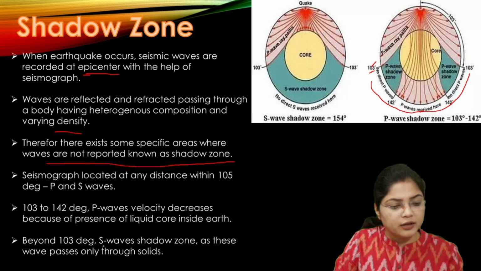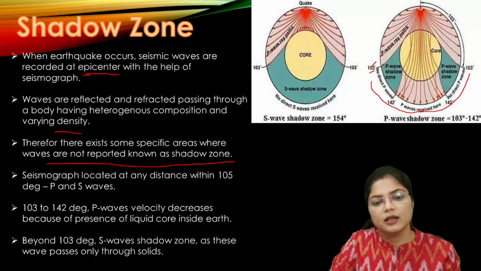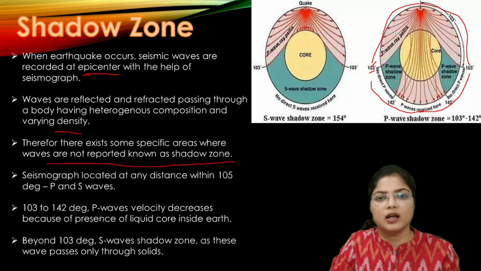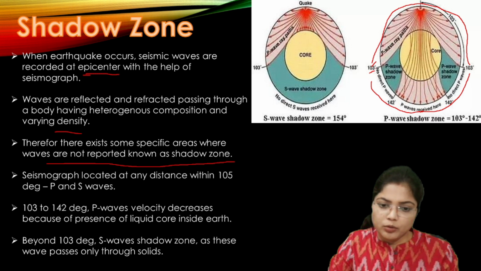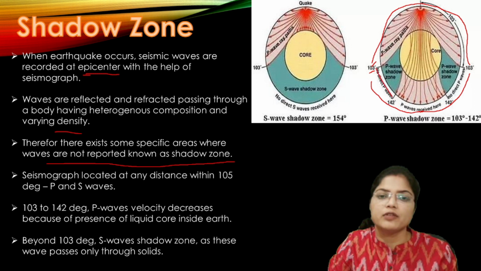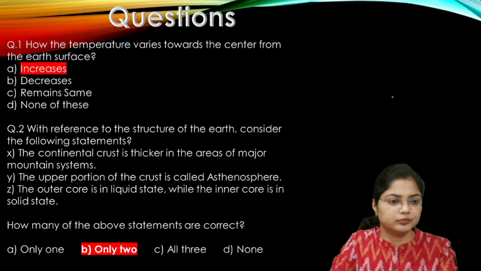Now just go through the slide. For a seismograph located at any distance within 105 degree, P and S waves, means from here to here, P waves and S waves both are found, but after this only P waves are found and no S waves, and here even P waves are not found. That's why it's known as the P wave shadow zone area.